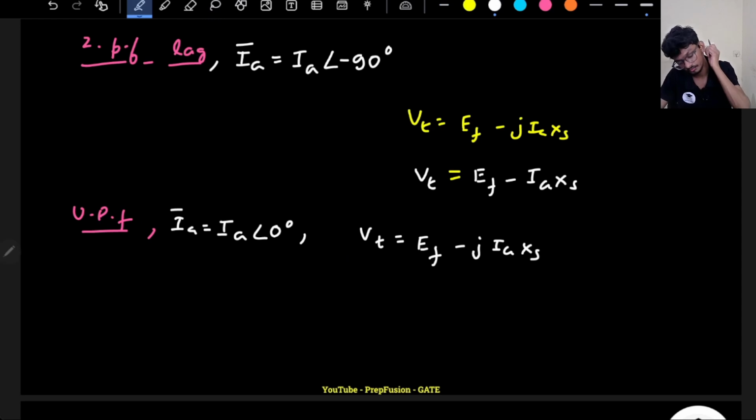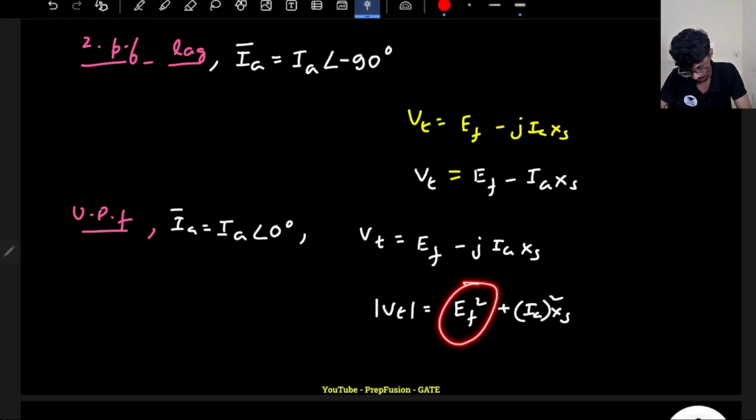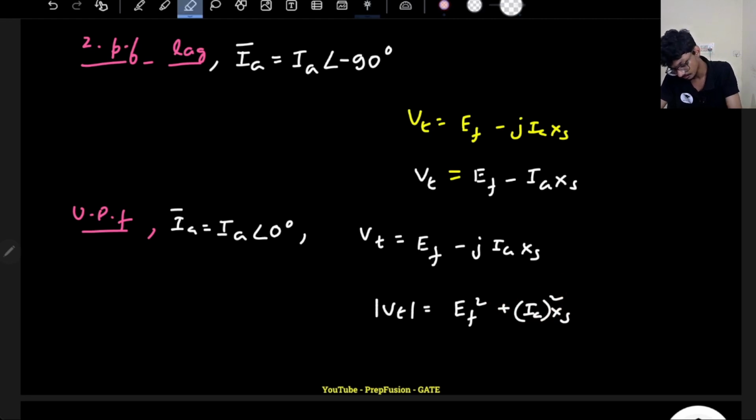Your magnitude of VT will be what? If I want to compare the magnitude of VT, it will be the square root of EF squared plus (IA XS) whole squared. This is constant, and this is constant, so it is basically proportional to IA whole squared. So the nature will be parabolic. But I will use the phasor diagram.